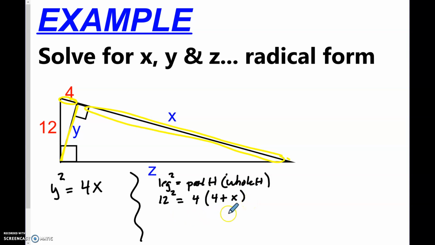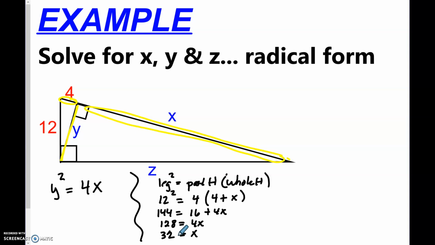All right, and as it looks like here, I only have one variable, I only have an x, so I can actually solve this. So I get 144 equals, and I'm going to distribute, so I get 16 plus 4x. Now I'm going to subtract 16 from both sides. So I get 128 equals 4x. Now we're going to divide both sides by 4. So I get x to be 32.